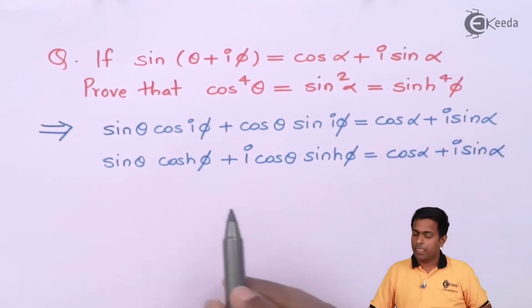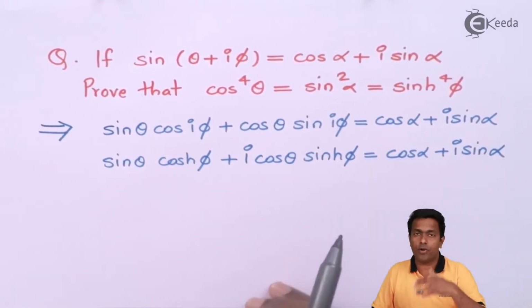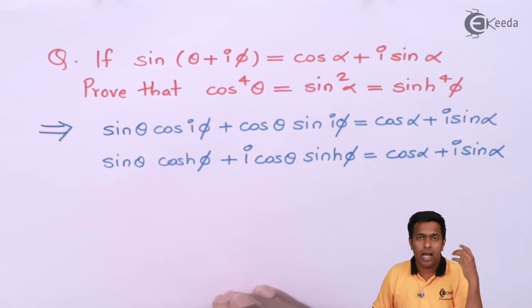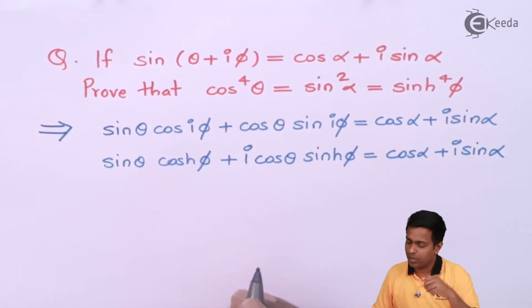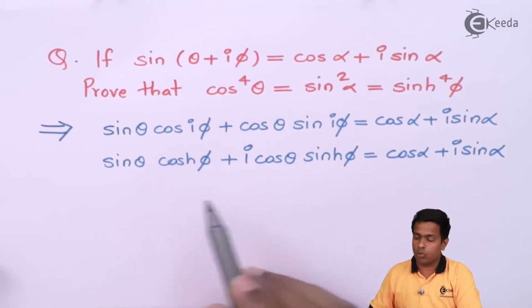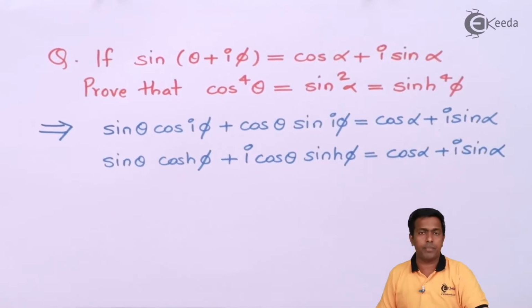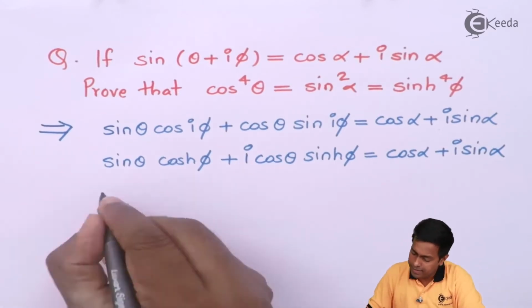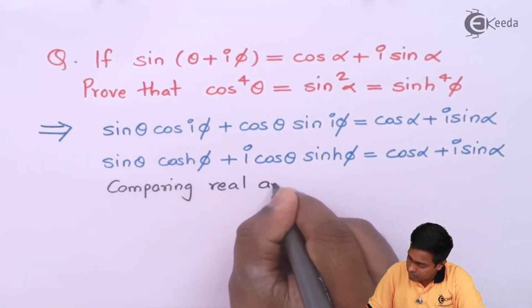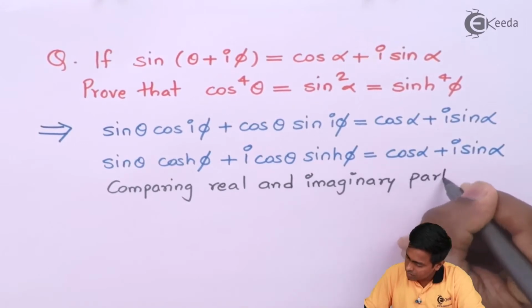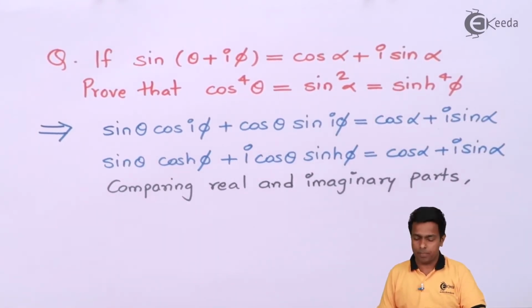So guys, if you don't know the formula of this, then you have to go back to my previous video and revise the formula from the formula of hyperbolic function video. Now, if you check both sides, we got the complex number and there is an equal to sign in between. So we can compare the real and imaginary parts and we can get 2 equations. So here I'll say comparing real and imaginary parts.